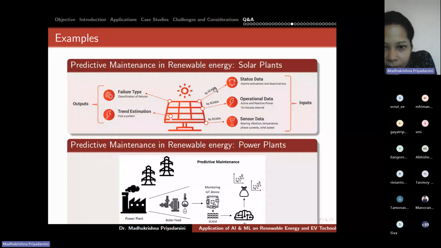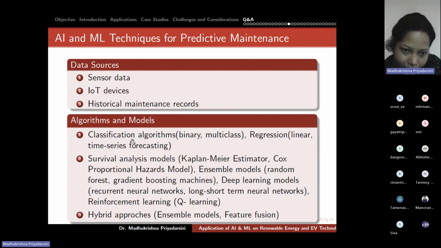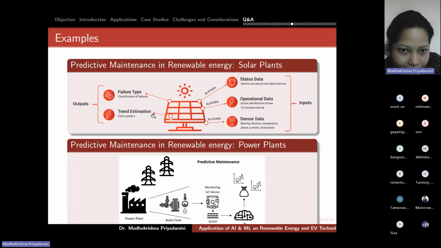So sensor data is basically the vibration, the temperature, the current, the wind speed, and operational data is how the data is going to change in time intervals, and status data is basically the activation or deactivation. So everything is given as input to the solar panel. Then inside this panel, whatever the models we have seen here, the classification model, or according to the situation it is going to be implemented. Like in this case it will be a survival analysis model we are going to implement, and the analysis is done here.